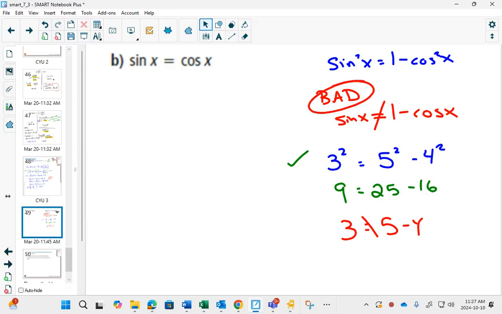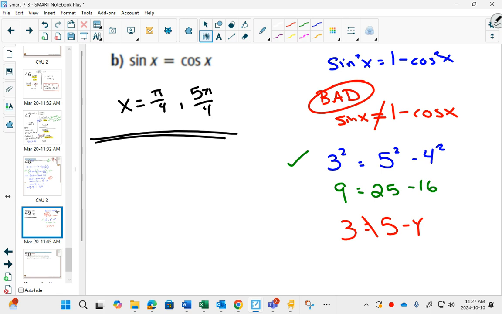So then how do we solve this question? Well, one way is just think about your pie plate. If you use your big idea, cos x is your x coordinate, sine x is your y coordinate. Are they ever the same on your pie plate? Yes. So if you use your pie plate, they're the same at pi over 4. Anywhere else? Yeah, in quadrant 3. 5 pi over 4. Okay? That's method 1, just using your pie plate.